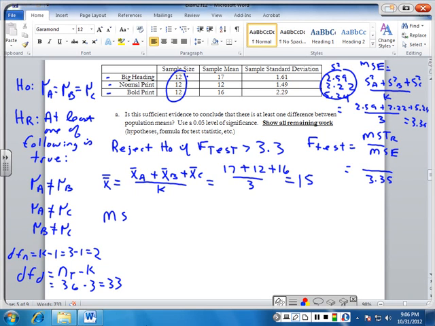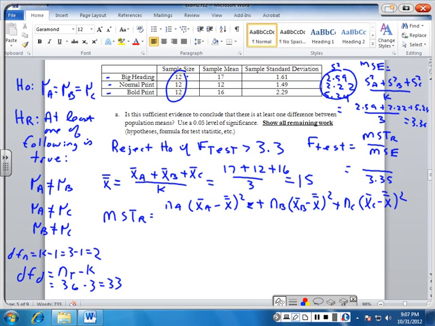And then MSTR is equal to nA times x bar A minus x double bar squared. So I'm taking for group A, getting its mean, subtracting the grand mean, weighted by sample size. So that should have been a plus right there. Then do the same thing for nB, x bar B minus x double bar squared. Then for the third group as well. All of that goes over k minus 1.